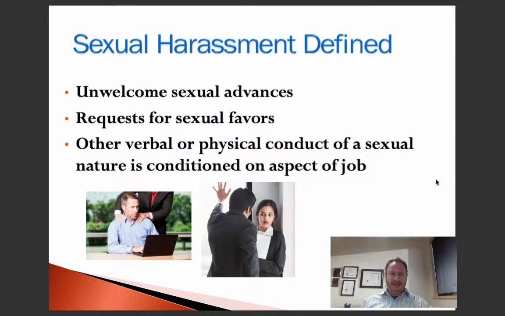So the first type of harassment that the textbook references is sexual harassment. And sexual harassment usually is defined as any sort of unwelcome sexual advances or requests for sexual favors within the workplace. And there's a catch-all also for any sort of conduct that's verbal or physical that is of a sexual nature and also that is conditioned on being some sort of aspect of one's job.